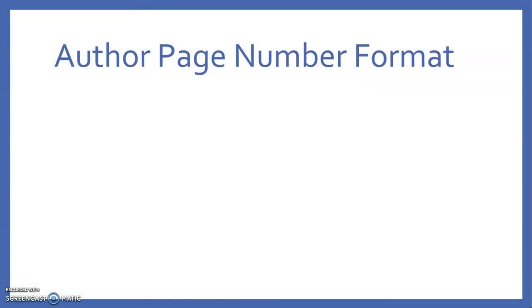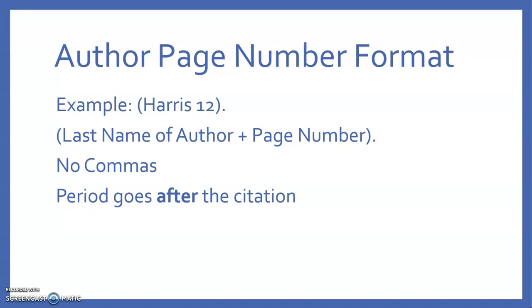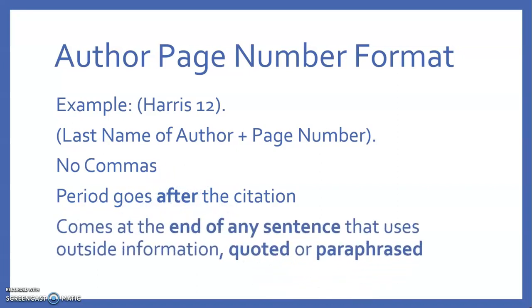So MLA makes things easy for us. They use the author page number format to help organize their in-text citations. It looks something like this. So notice here we have the last name of the author plus the page number that we found our information on, all wrapped up in parentheses. Notice there's no commas here. So APA formatting uses commas in their in-text citation, but not in MLA. The period comes after the citation, and that's because the citation goes at the end of a sentence that uses outside information quoted or paraphrased.